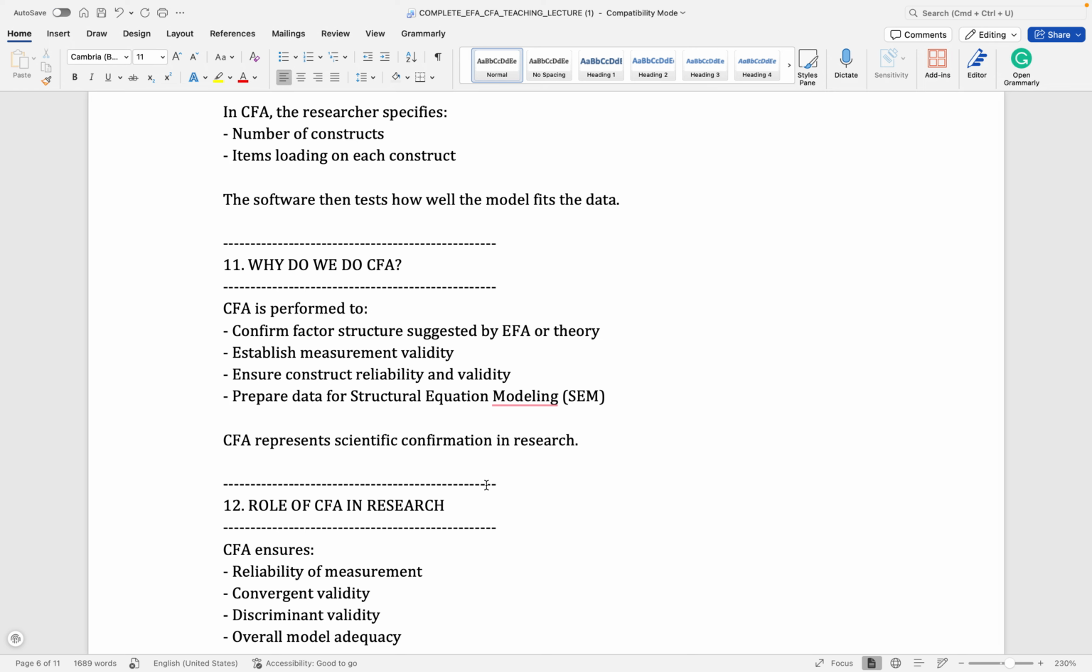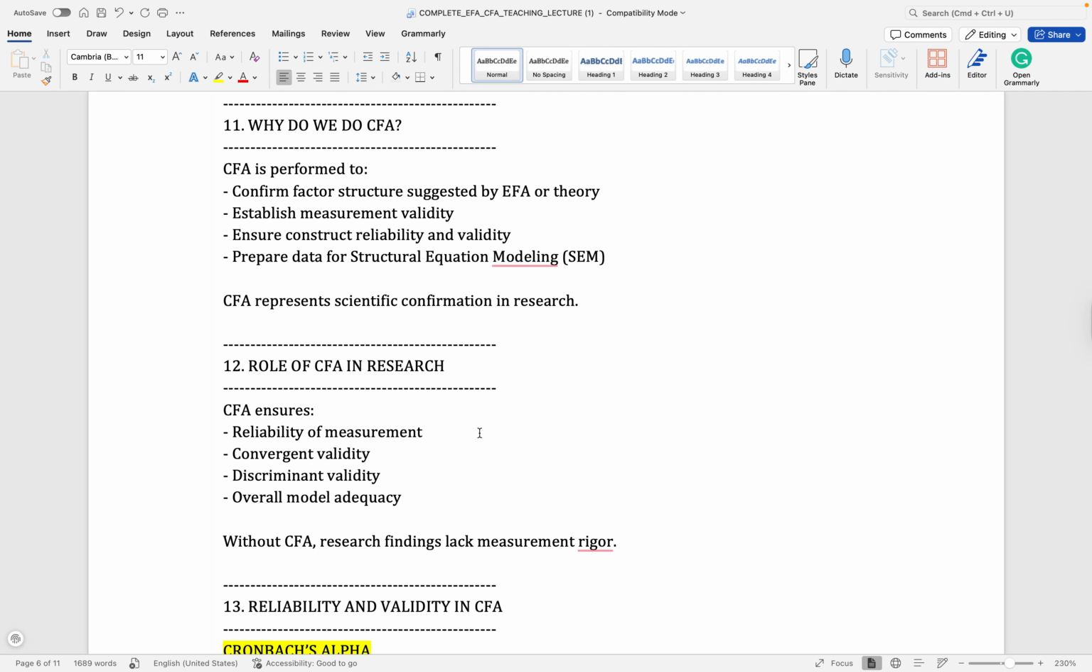CFA is performed to confirm the factor structure suggested by the EFA or the theory. It establishes measurement validity, ensures construct reliability and validity, and prepares data for structural equation modeling. CFA represents scientific confirmation in research.